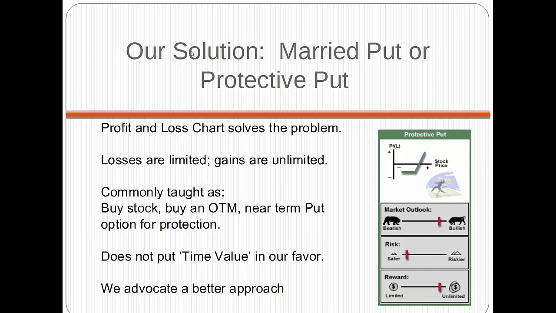Buying an out-of-the-money put for a lower price gives you a lower cost basis, but the insurance doesn't kick in until, in this case, the stock drops 10%. The stock would need to drop down to 45 before that insurance starts helping me. Okay? It also doesn't put time value in our favor.